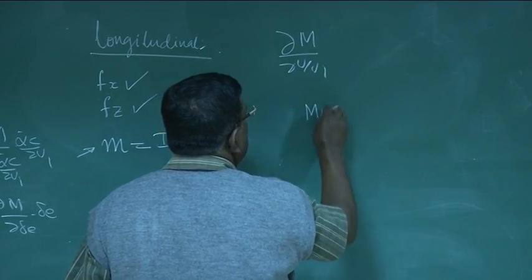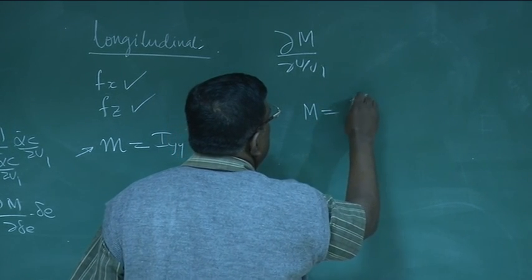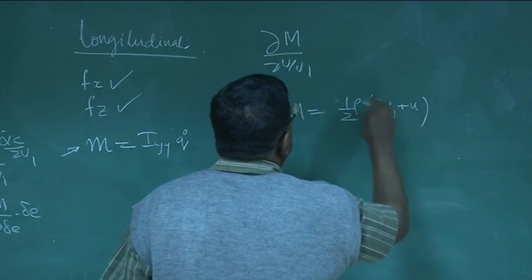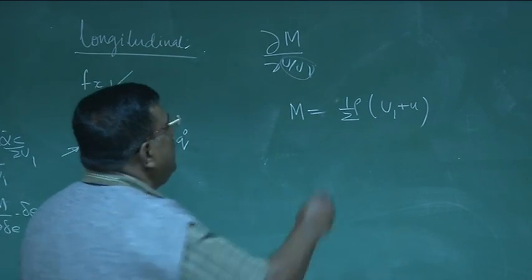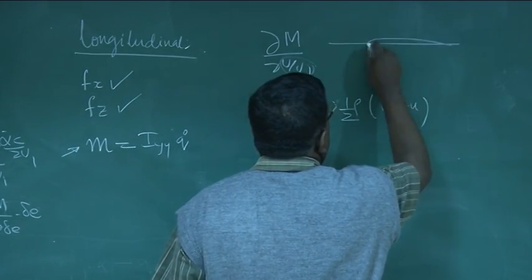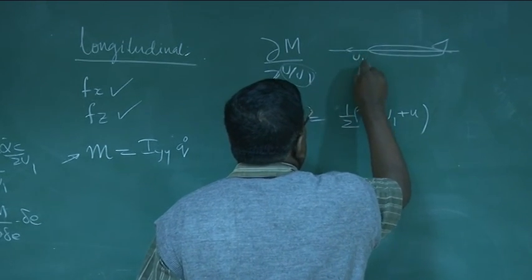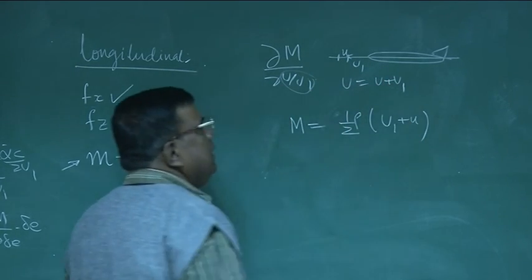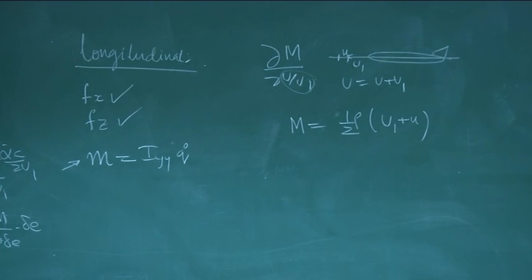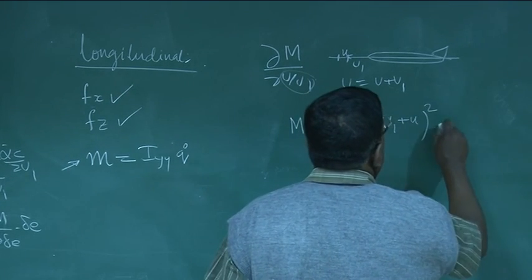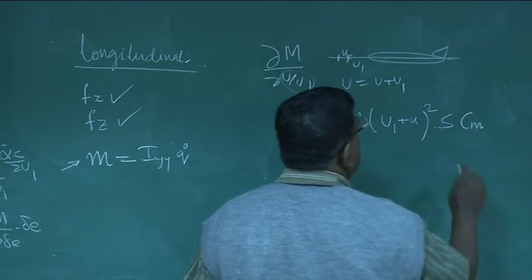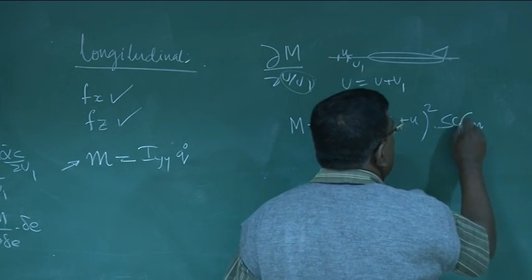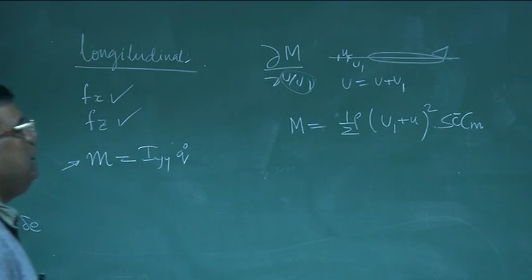So you know that moment will be, or I write moment will be equal to half rho (u1 plus u) whole square, because we are trying to find for perturbed u. So what is the assumption? The airplane was moving with u1, and because of perturbation, this is u. Total velocity is now u plus u1. We are assuming again here that everything is linear, right? So this is half rho V square S into Cm. Of course, there should be another length term, so c bar. So half rho V square S c bar into Cm.